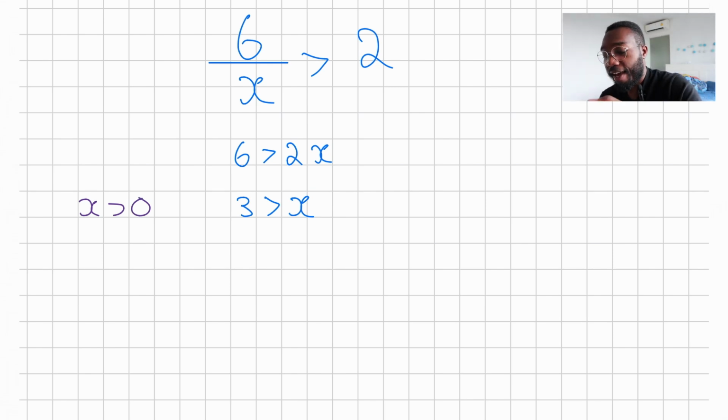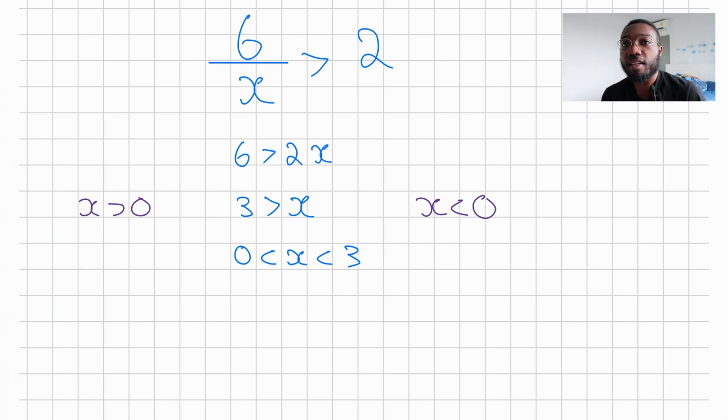If we consider that x is greater than 0, then that means that x must be between 0 and 3, because that's when x is positive. However, x can be negative. What do we do if x is negative? Because x can also be negative. So if we think about x being negative, when you're multiplying or dividing an inequality by a negative number, it flips the inequality.